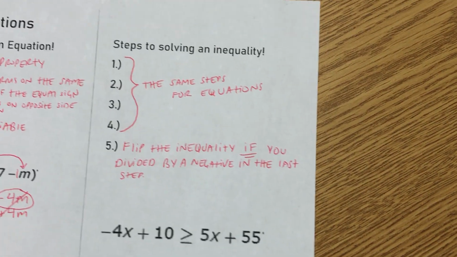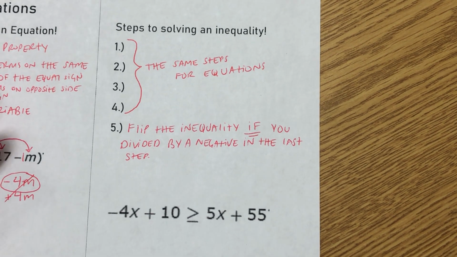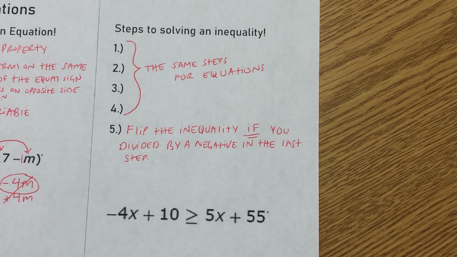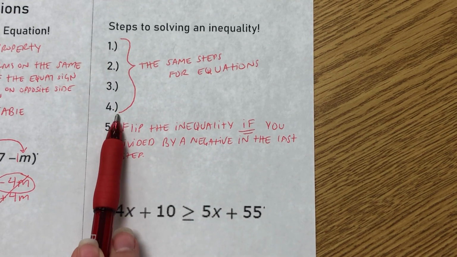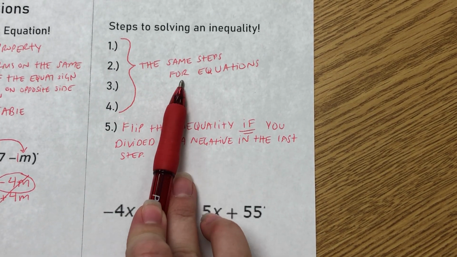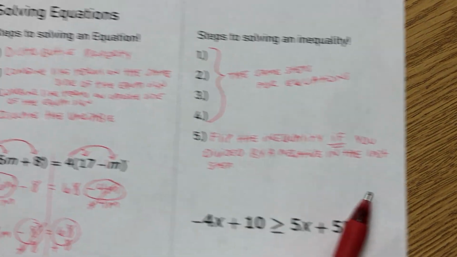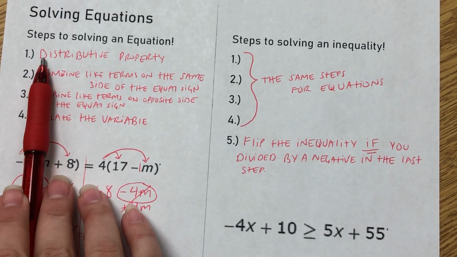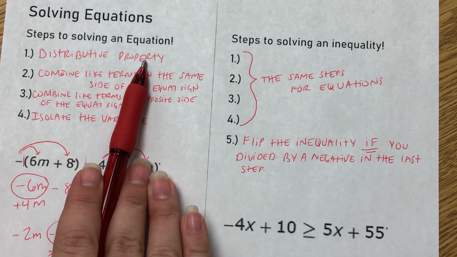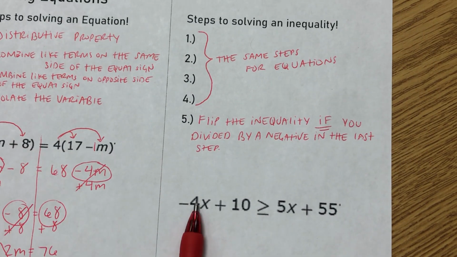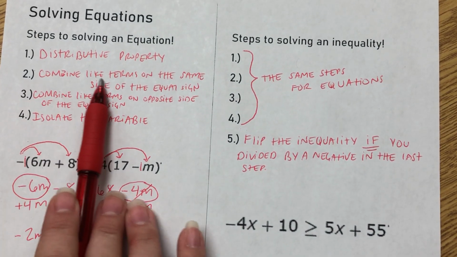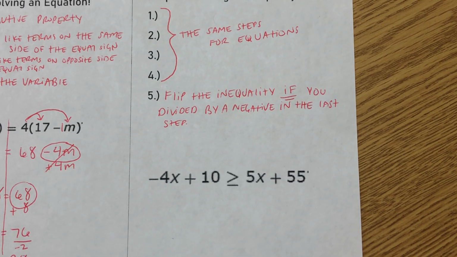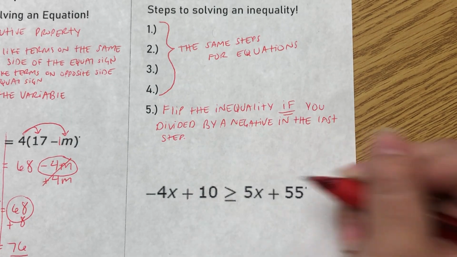Let's look at inequalities. Inequalities are almost the exact same thing as equations, except for the final and fifth new step. So you notice that I put from steps 1 to 4, I said these are the same exact steps that we use for equations. So in equations, we always start with the distributive property. If we don't have distributive property, we skip over the step. The next step is to combine like terms that are on the same side. When I'm looking for the same side of things, I usually look for the equal sign.